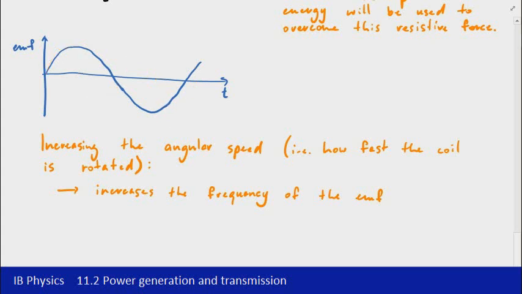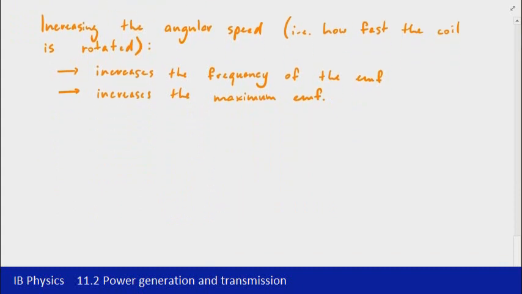The second change that's important here as well, if you think back to that graph from the previous video, is that the rate of change of flux linkage is what determines the maximum EMF. So if the flux linkage is changing in a shorter period of time, it means that the gradient will be steeper, and therefore the maximum EMF is going to increase as well. So there's two things that can change by simply changing the angular speed, or how fast the coil is being rotated. There are some other ways to change the maximum EMF.